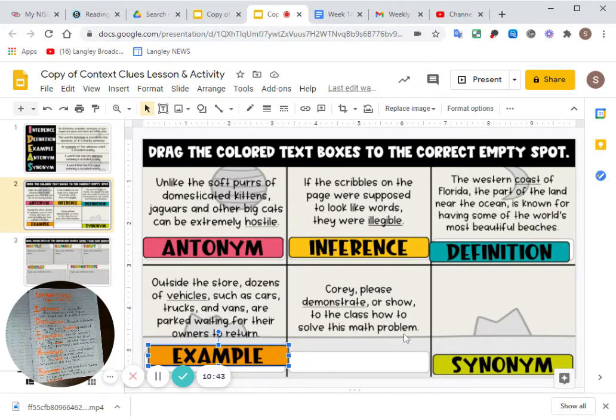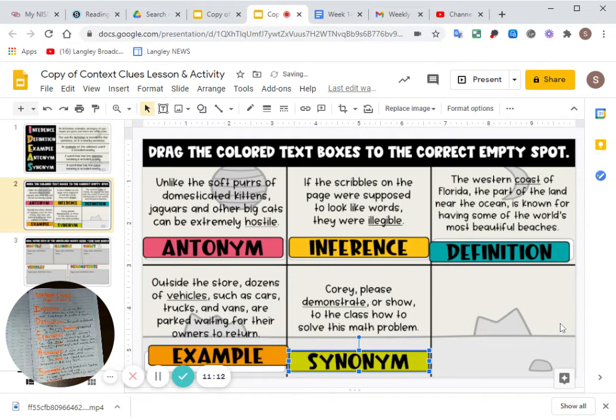All right? So then our last one: Corey, please demonstrate or show to the class how to solve this math problem. This one's kind of easy because the only one we have left is synonym. But synonym means two words that are similar, or they have the same or similar meaning. Would it make sense that demonstrate might mean to show? Yes, it does, because the teacher is asking Corey to show the class how to solve the math problem, to demonstrate it. Good. So the author gave us a synonym to use as a clue.